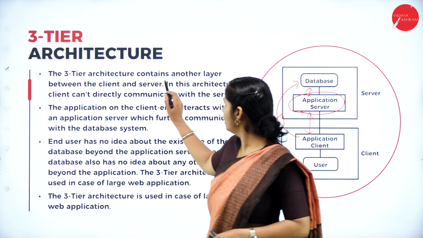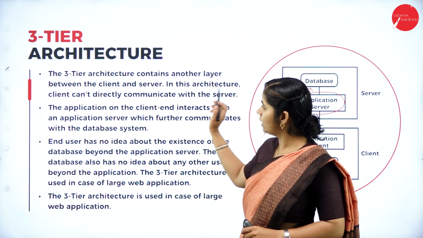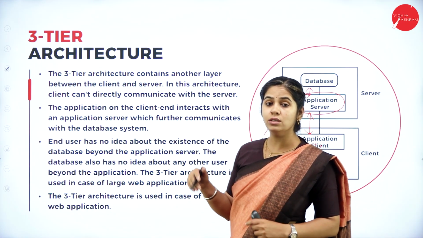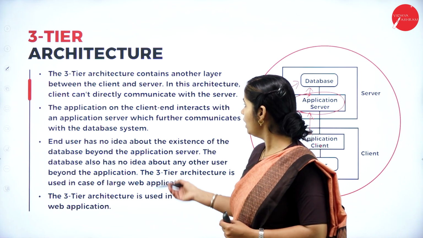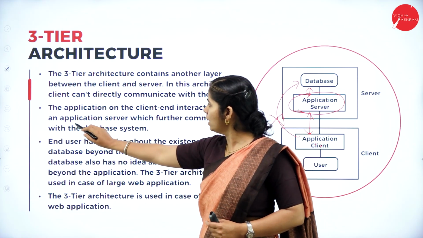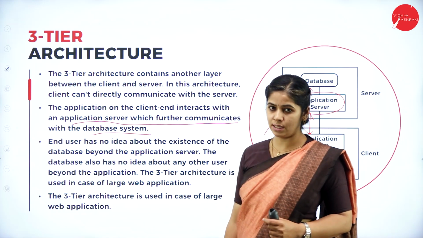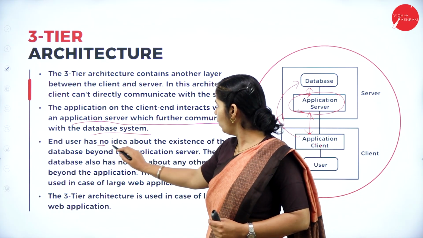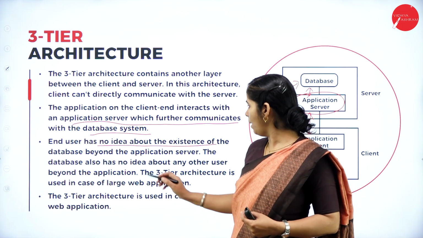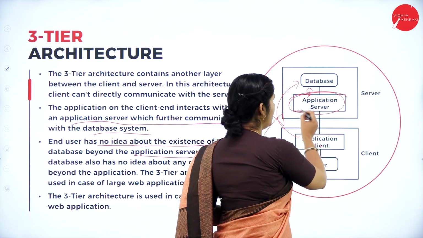The three-tier architecture contains another layer between the client and server. In this architecture, the client cannot directly communicate with the server. The application on the client end interacts with the application server, which further communicates with the database system. The end user has no idea about the existence of the database behind the application server. What will the user think? This is my end point.